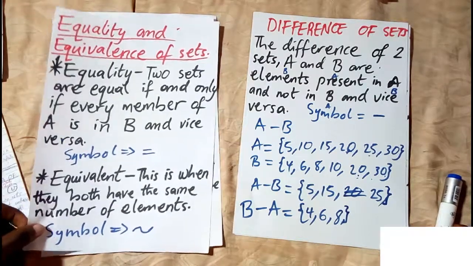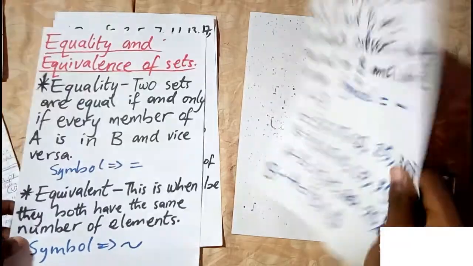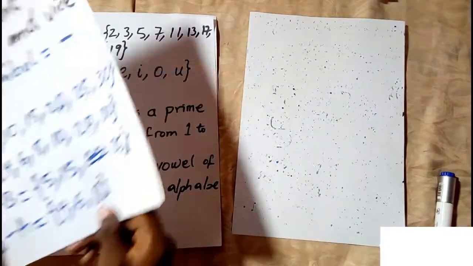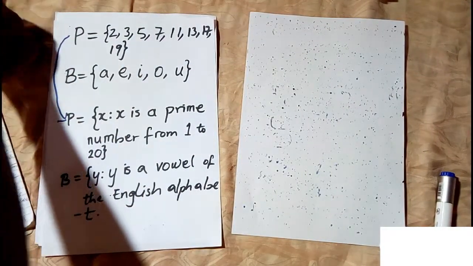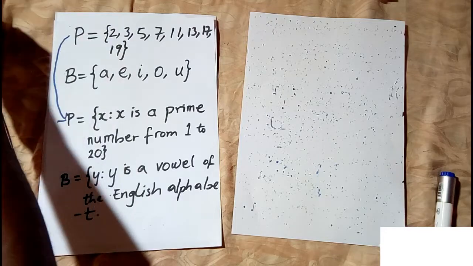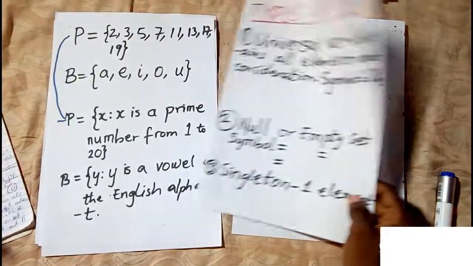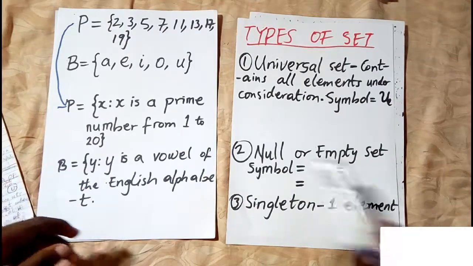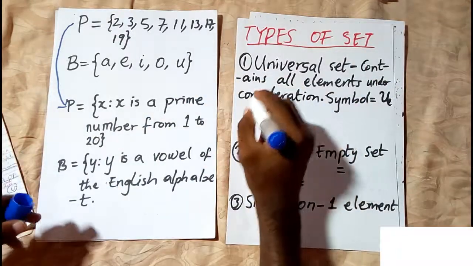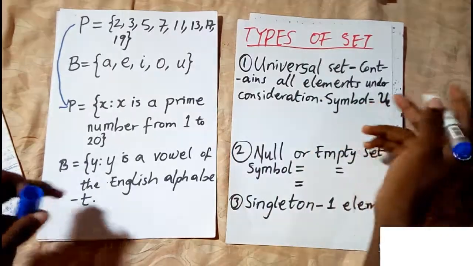So the next topic we are going to look at is types of sets. We are going to look at 3 types of sets. We have the universal set, and the symbol is what?